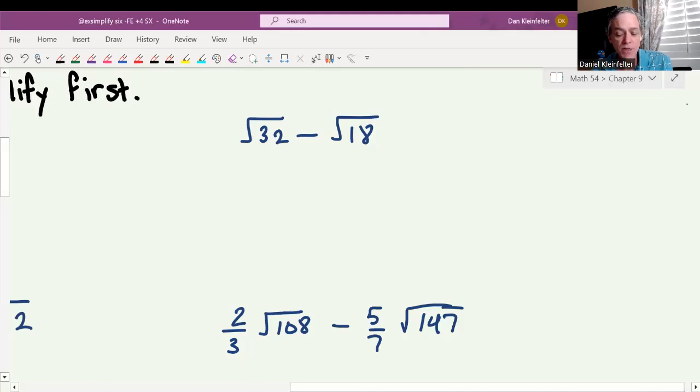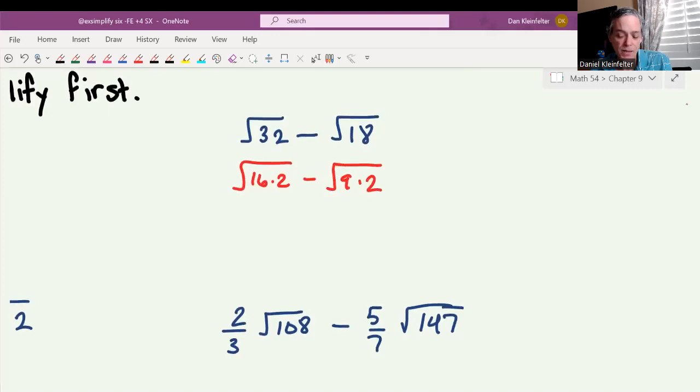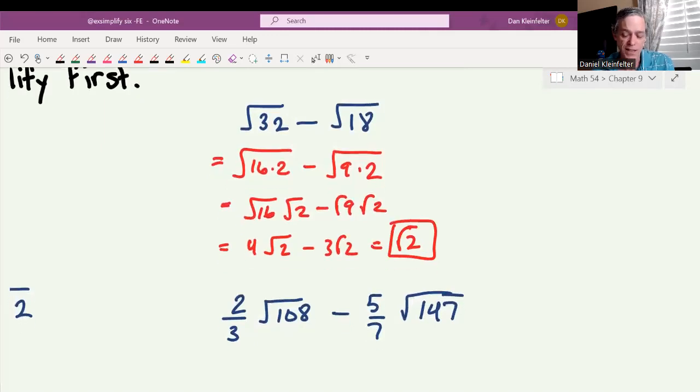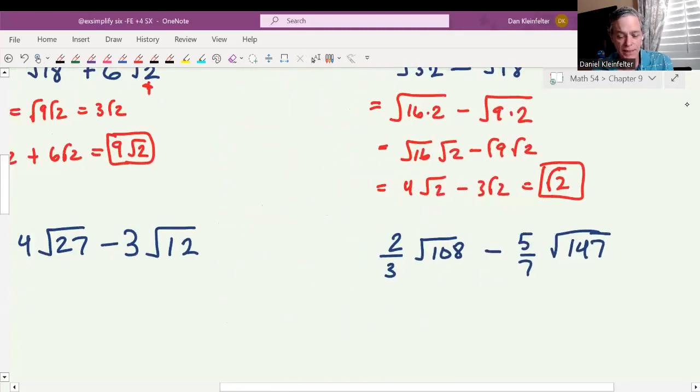32 is 16 times 2, 18 is 9 times 2. So again, we've got that 2 going on again. Product property of radicals again. This will be the square root of 16, square root of 2, minus square root of 9, square root of 2. The square root of 16 is 4. Square root of 9 is 3. 4 square roots of 2 minus 3 square roots of 2 is just 1 square root of 2. That's nice. It's always very satisfying to get it down to something so little like that.